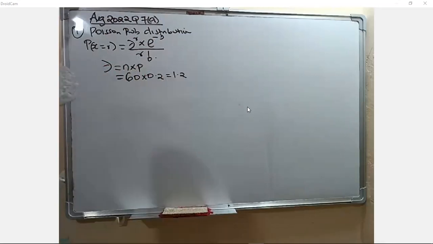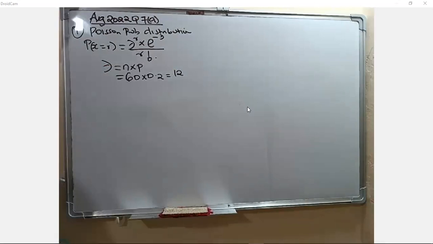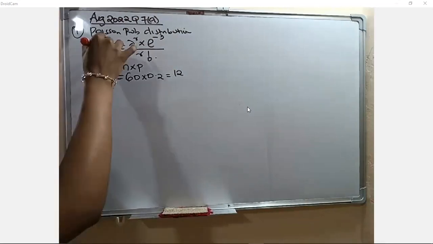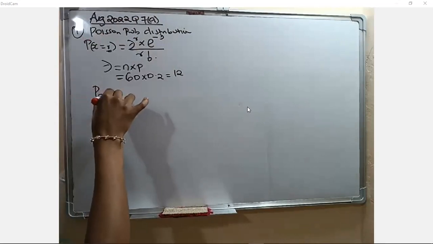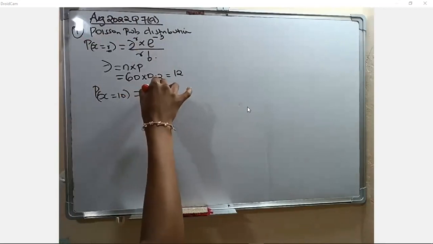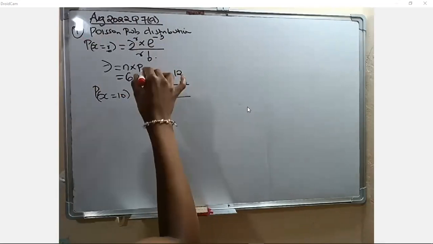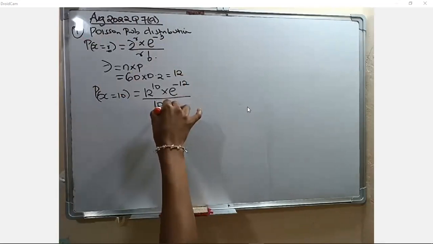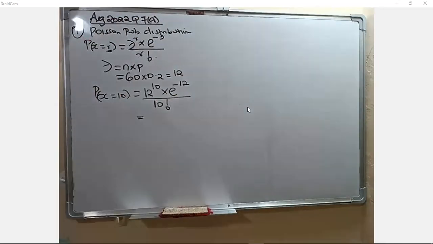Is it 1.2 or 12? Should be 12, if I'm not wrong. So our mean is 12. Then our r, we are given exactly 10. So it will be P of X equal to 10. We should be equal to 12 raised to power 10, times exponential raised to power negative 12. Then you divide by r factorial. Our r is 10 factorial. Now in this case, we start with the exponential.